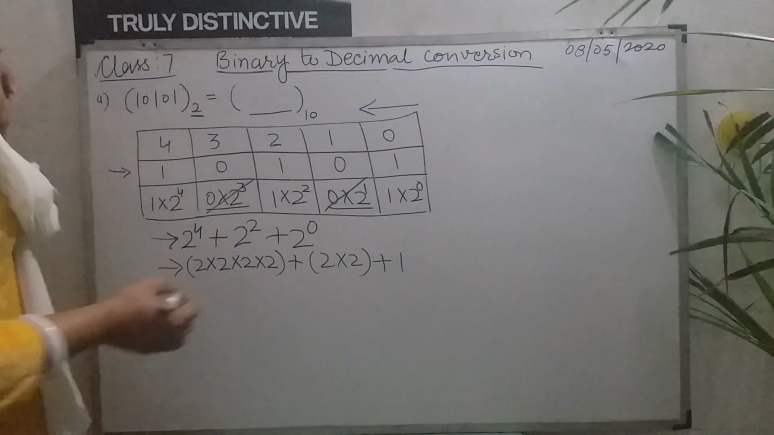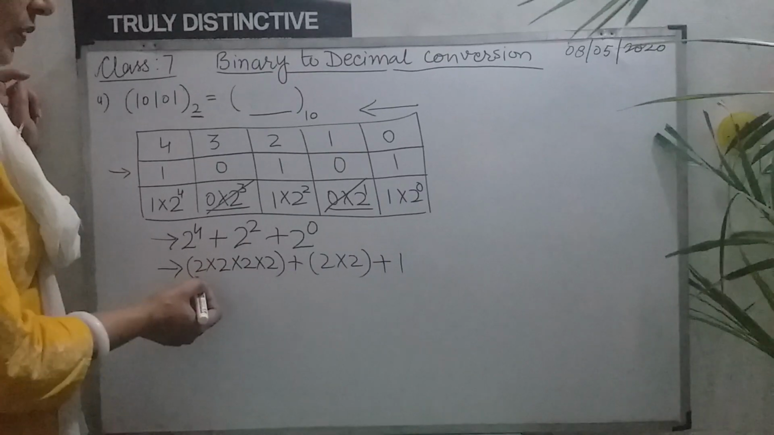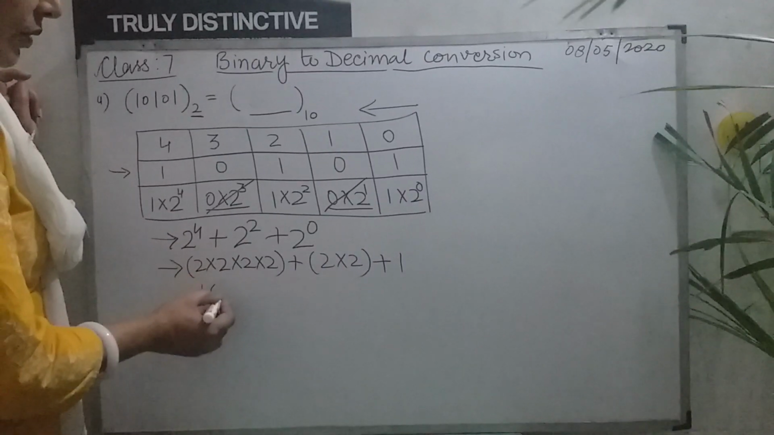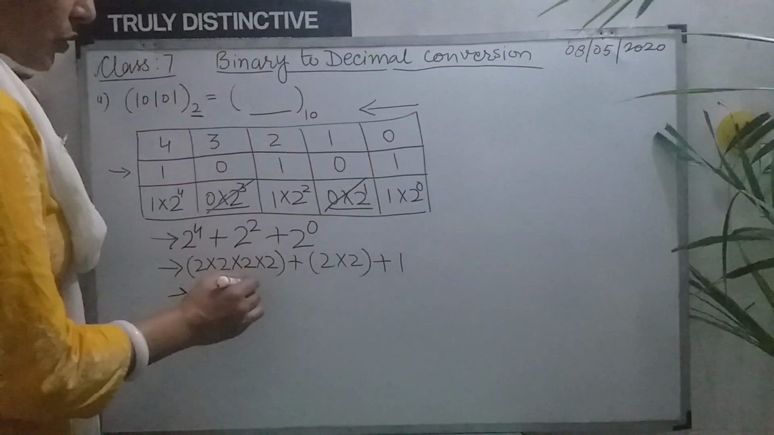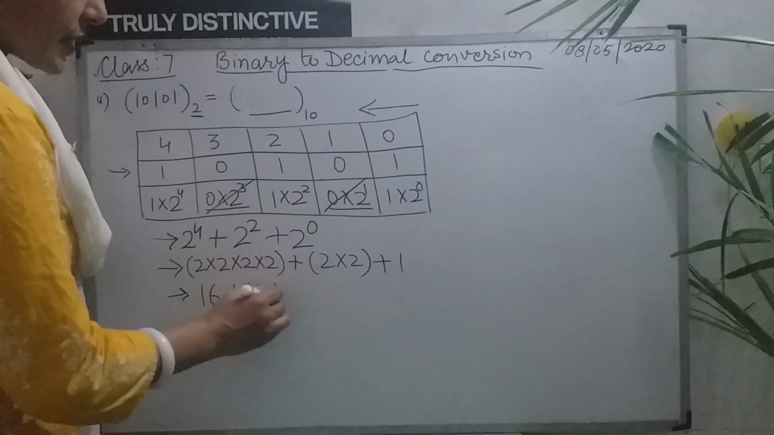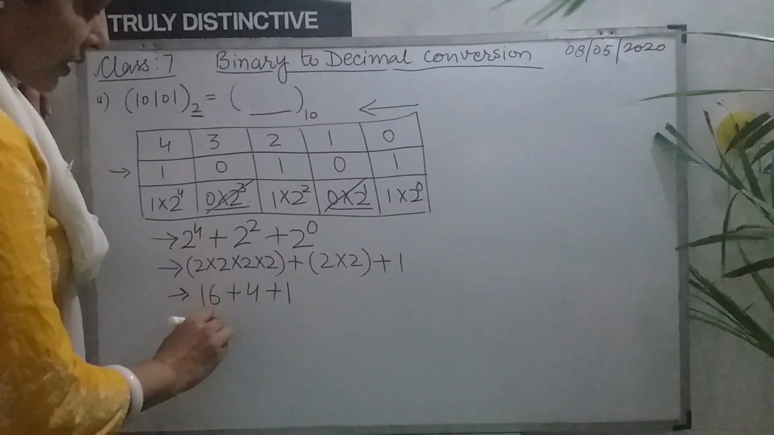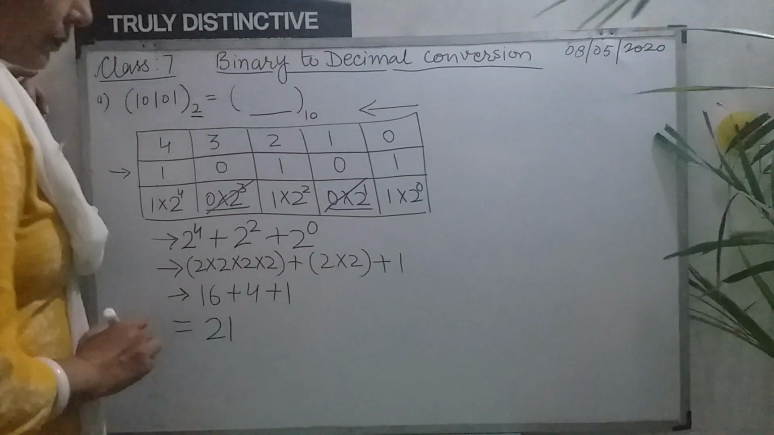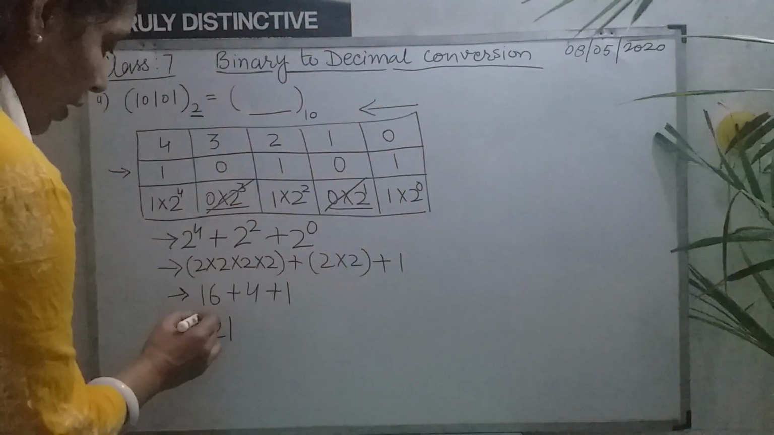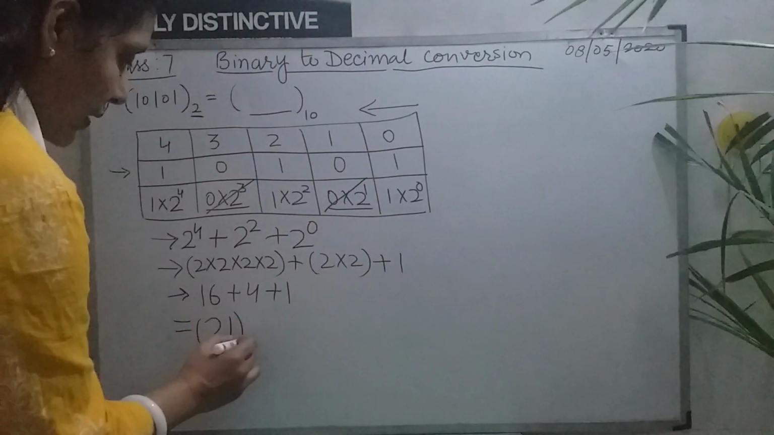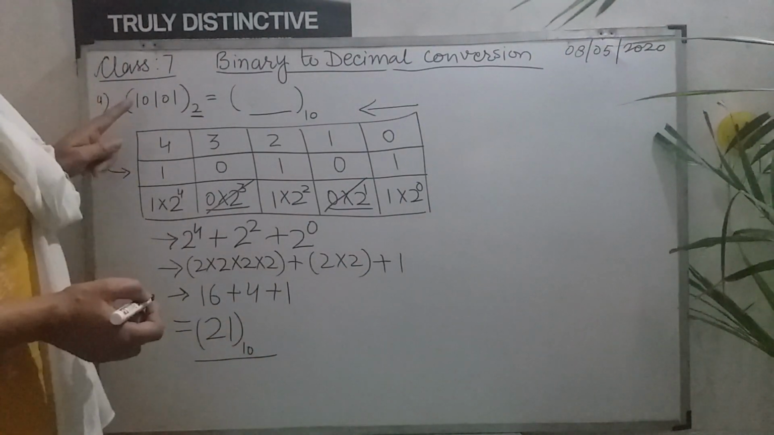Now calculate it. 2 2's are 4, 4 2's are 8, 8 2's are 16. So this is 16, plus 2 2's are 4, plus this is 1. So we are adding it. Total it is 21. So what is the number here? 21. And how will you write it? 21, and the base value is 10.